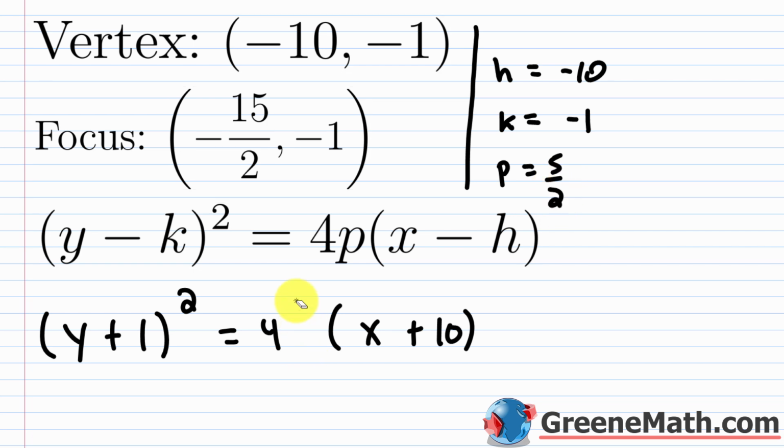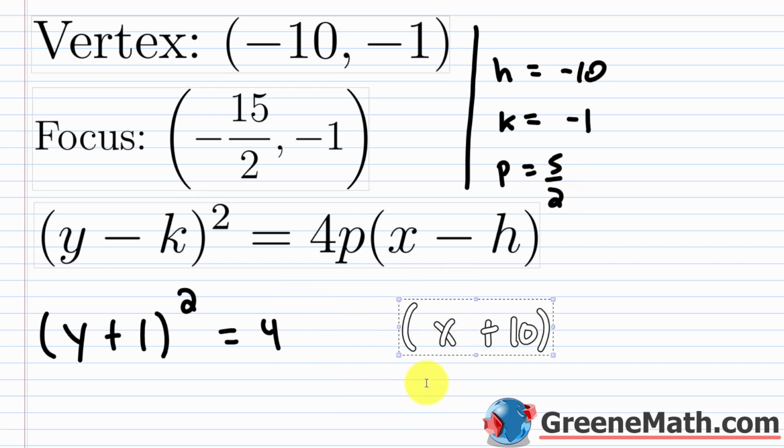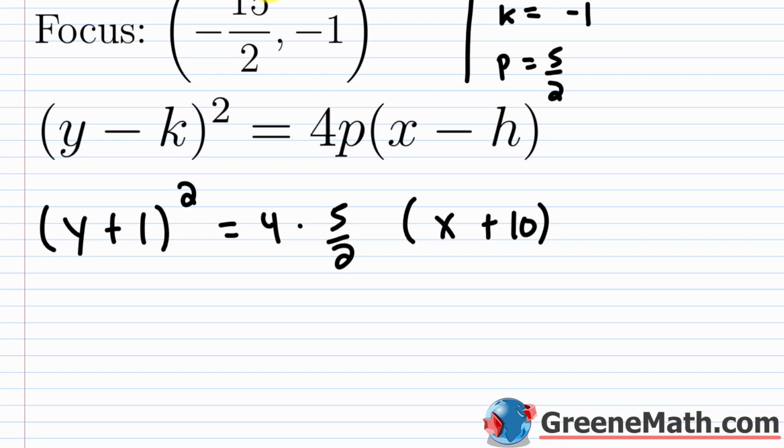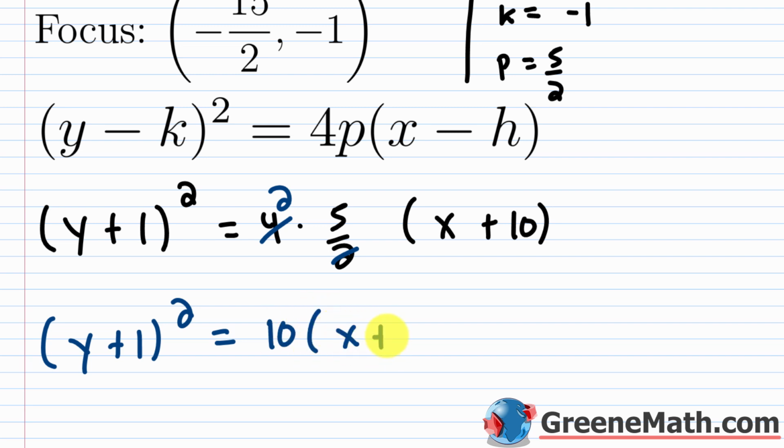Okay, so come back up, and I'm just going to put that p is equal to 5/2, and then you can just plug that in. Let me actually move this down so it fits. So times 5/2, and we'll do a little bit of simplifying, and we'll be done. So this is the quantity y plus 1 squared is equal to 4 divided by 2 is 2. 2 times 5 is 10. So this is 10 times the quantity x plus 10.